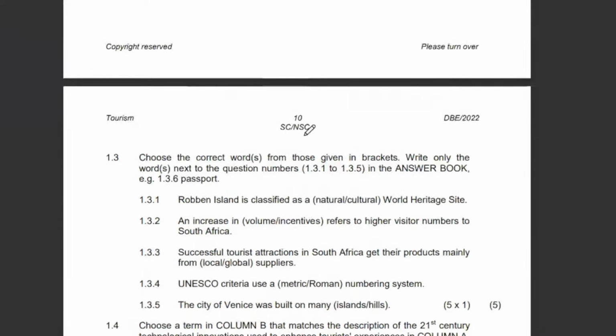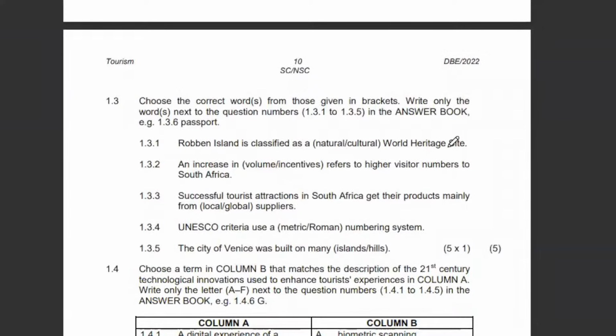All right. The first thing which we need to do when we are choosing an option for this particular question is to know a description of Robben Island. Robben Island, in as much as it is an island, the most significant thing is the history which is associated with the island. It is of historical significance. So the fact that it is of historical significance, we are going to take the cultural aspect. It is classified as a cultural World Heritage Site.